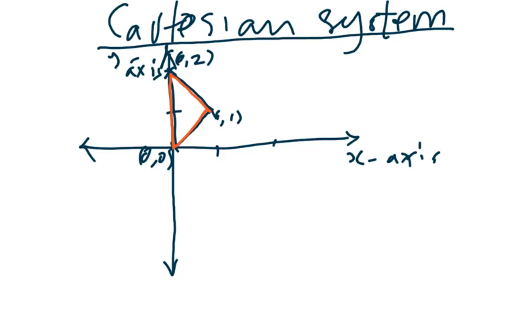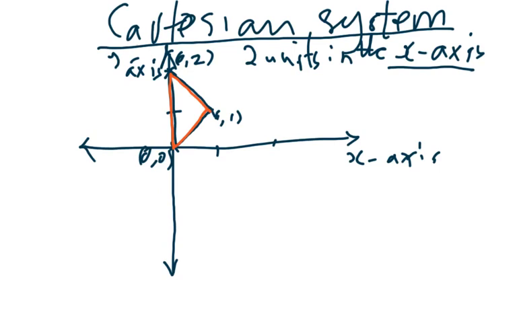Now let us say this triangle undergoes a translation of 2 units in the x-axis. So the translation is 2 units in the x-axis. So that will be the direction of the translation, in the x-axis, and it will be 2 units. So now, this is how we represent that.